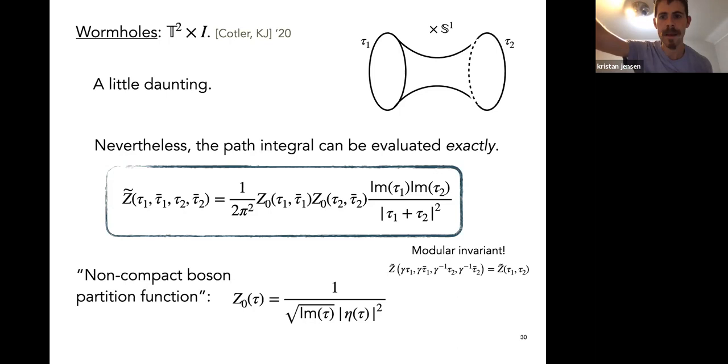This thing that one finds is not completely modular invariant. The free boson factors are these Z naughts. But the ratio Im tau 1 Im tau 2 over the absolute value squared of tau 1 plus tau 2, that's not modular invariant, but it is invariant under something a bit smaller. It's invariant under simultaneous modular transformations of the two boundaries in the way that I've written.